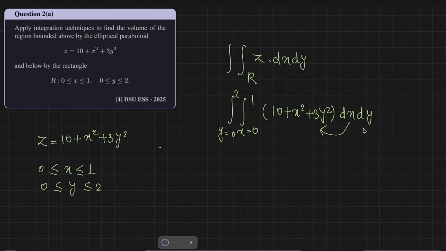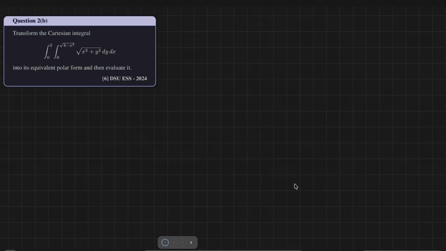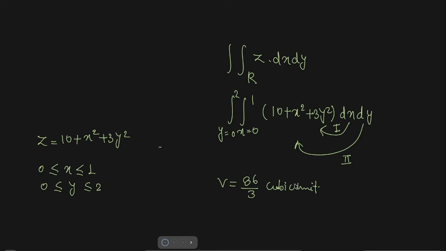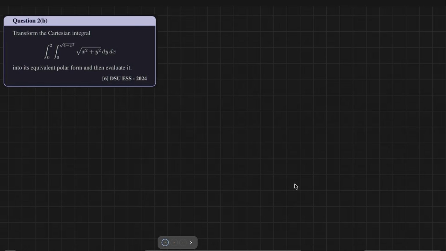Now you first do the integration with respect to x, then the second. By applying the limits, you will get the solution as 86 by 3 cubic units. This is the solution. Now next question, second B. I think this was second A question 2025. This is 2024, second B question 2024.